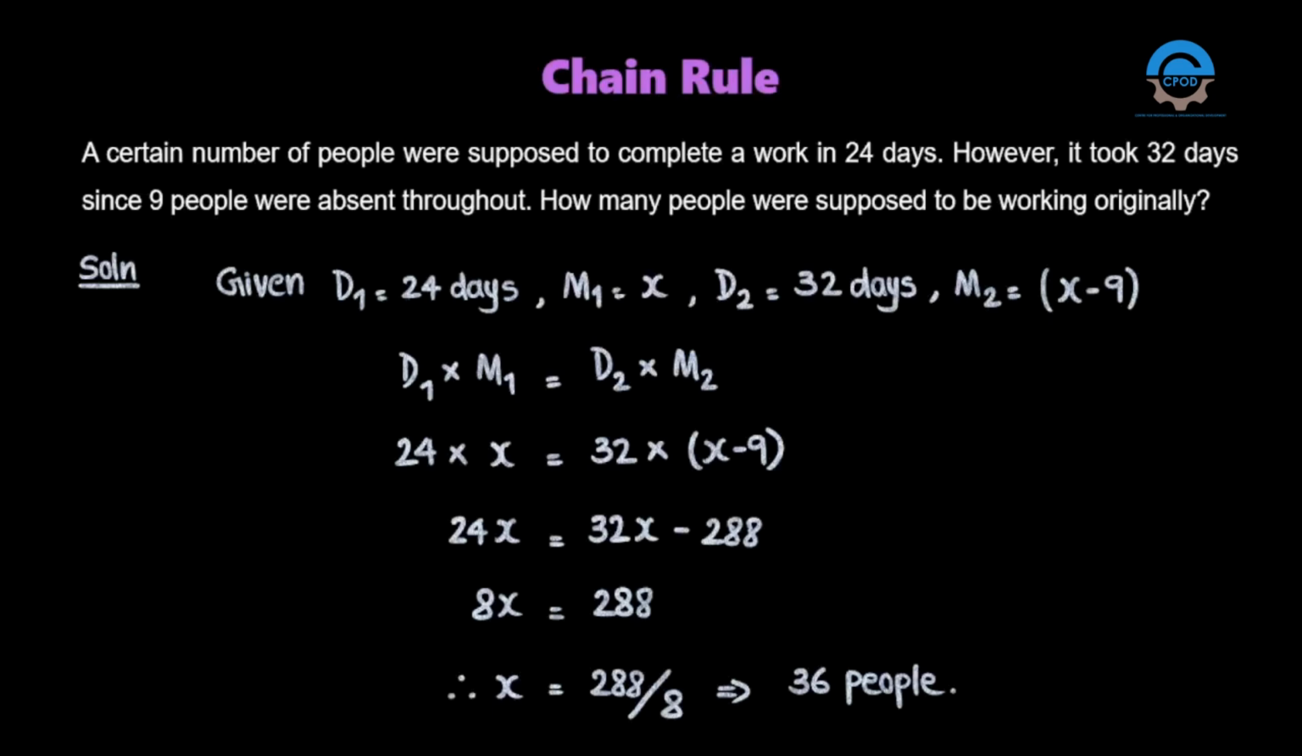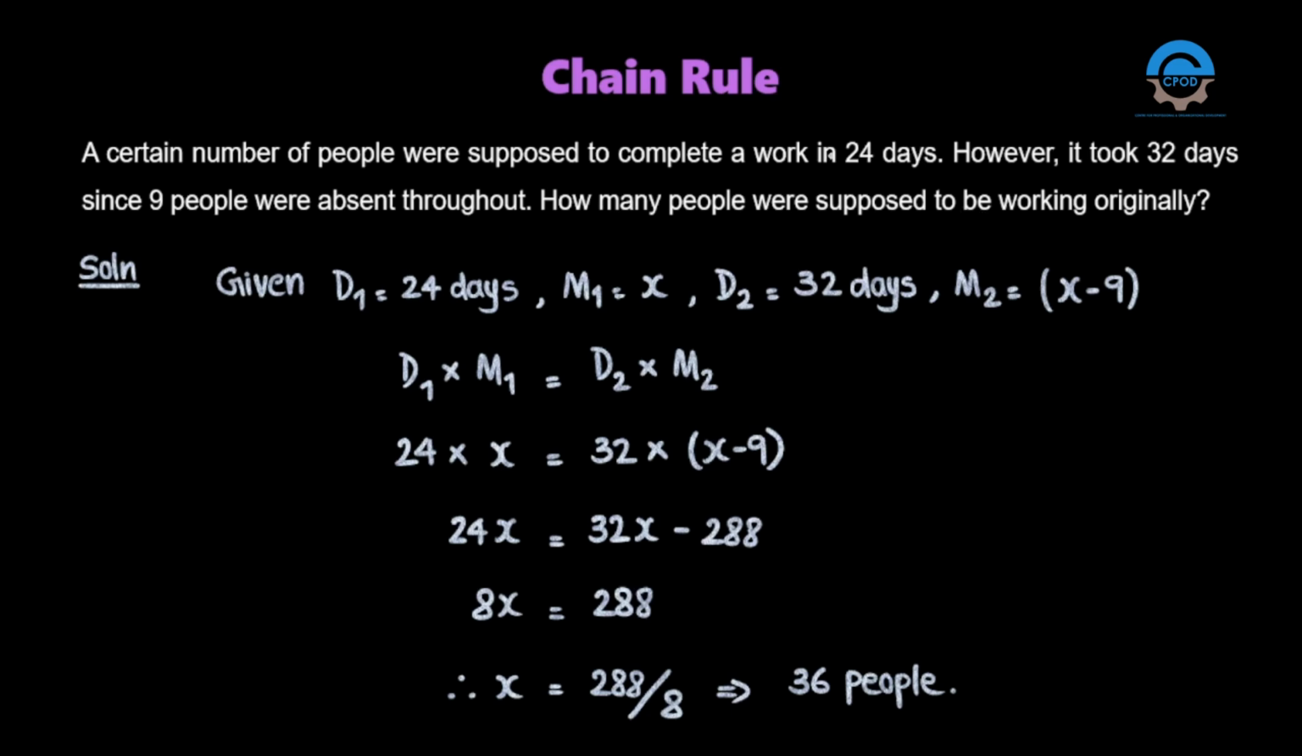Here our next problem is: a certain number of people were supposed to complete a work in 24 days. However, it took 32 days since 9 people were absent throughout. How many people were supposed to be working originally? So here they have given that a work has to be completed in 24 days with a certain number of people. That data they have not given. However, it took 32 days for the completion of the work since 9 people were absent from the total people. Now we have to find the actual number of people who were working.